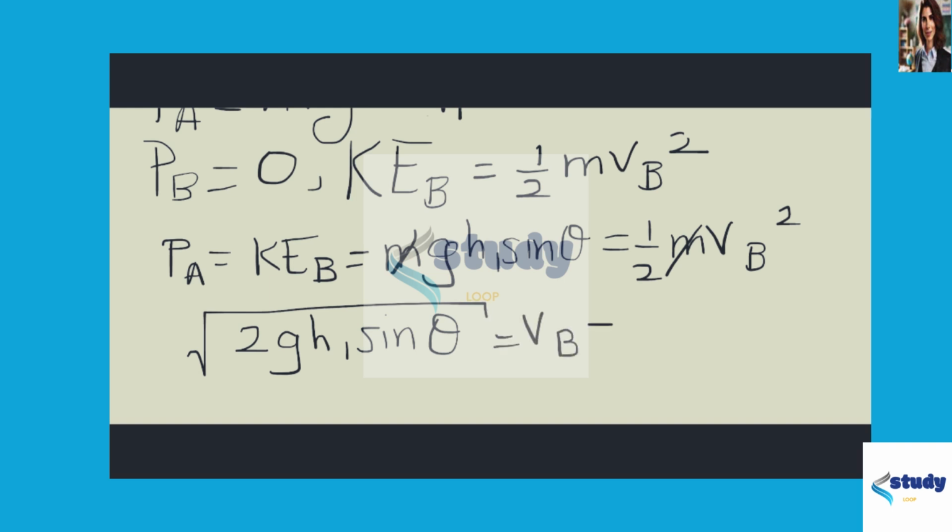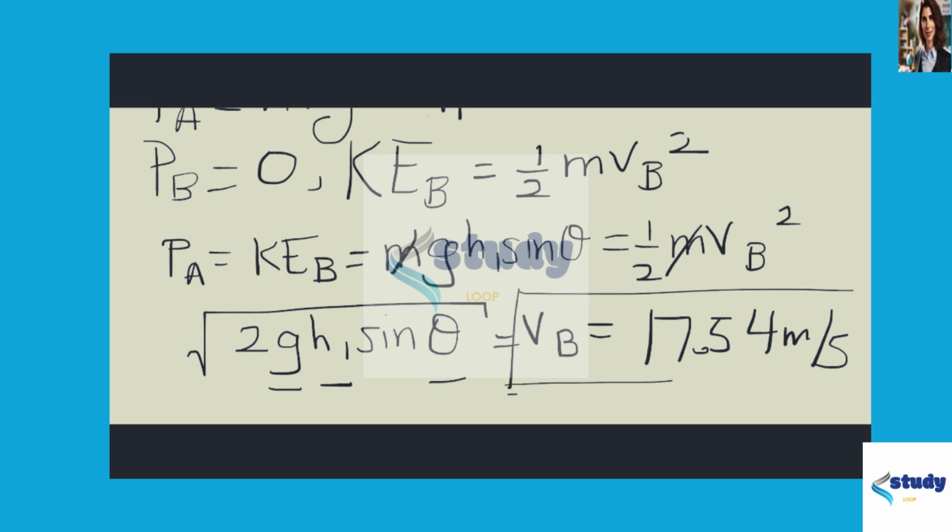Now once we plug in the values that we know, we actually know all these values. g is just 9.81 meters per second squared, H1 is 150, and theta is 6 degrees. We get a vB of 17.54 meters per second, and that is the first part of our answer.